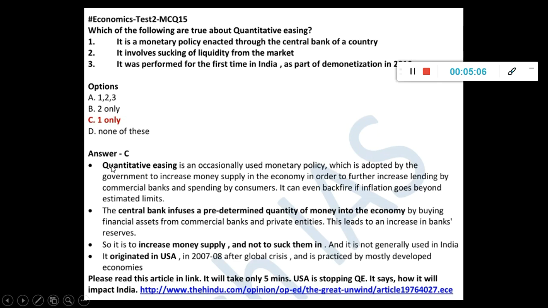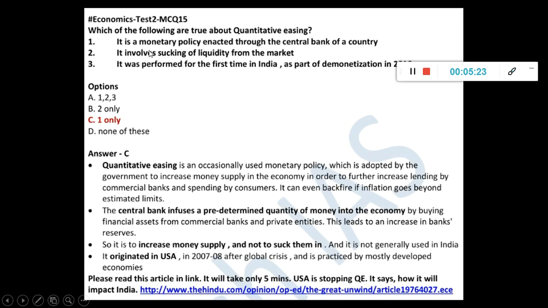So it is one only. Quantitative easing is an occasionally used monetary policy which is adopted by the government to increase money supply in the economy in order to further increase lending by commercial banks and spending by consumers. It can even backfire if inflation goes beyond the estimated limit. So it's actually pushing money into the economy.